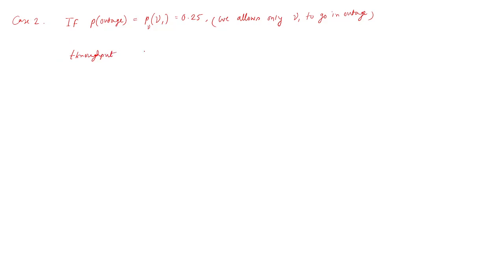So the throughput for this case 2 you can ensure is given as 1 minus probability of outage, times C2. Correct. That is 1 minus 0.25 times 84.22, which comes out to be 63.165 kbps. Correct.